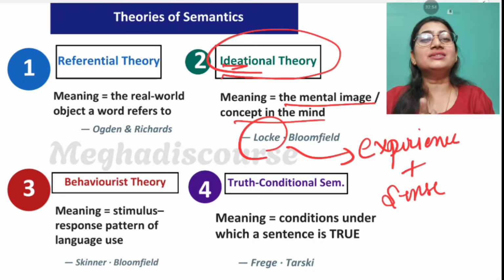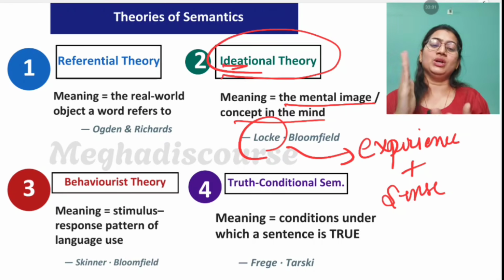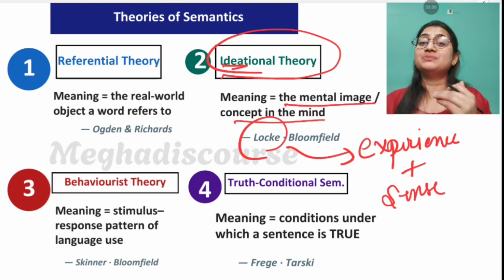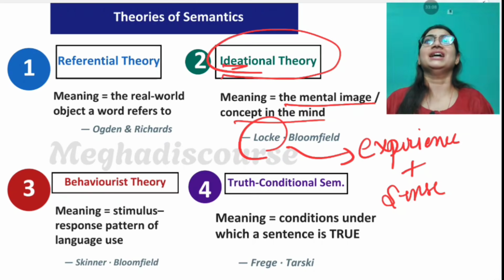Now, this theory solves the problem of abstract words as well. Referential theory fails to show you what is freedom, what is love. But ideational theory explains to you about love and justice. After that, you can make your sense, and after that, you can make your idea. Okay. Now, let me tell you my favorite example for this theory.